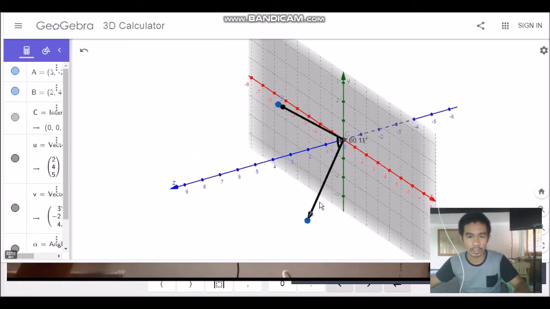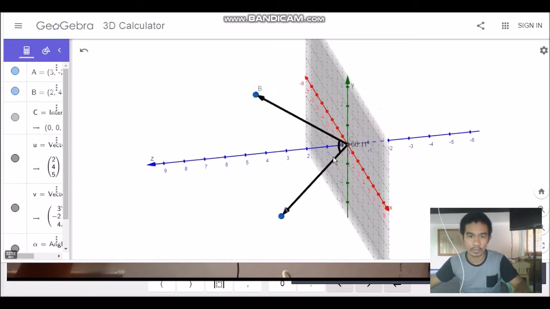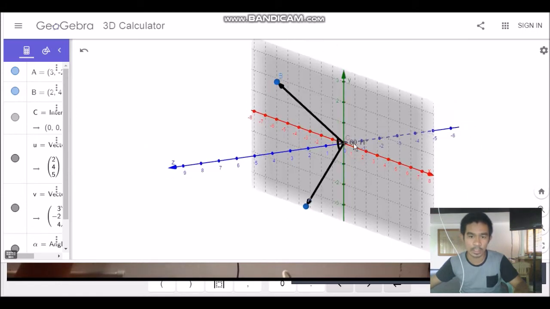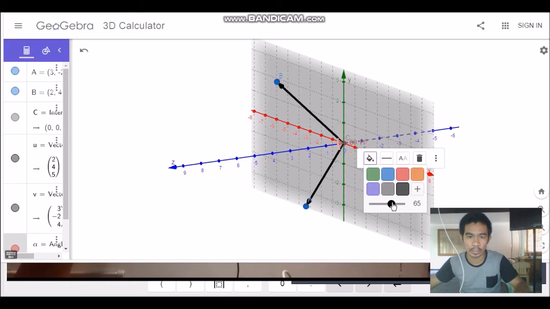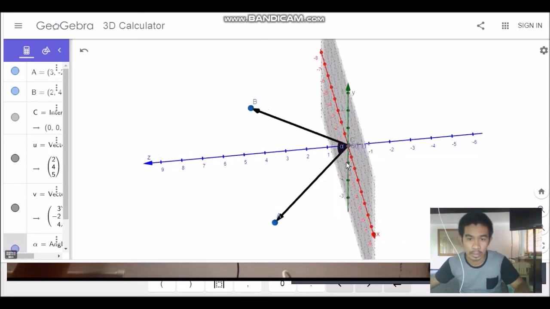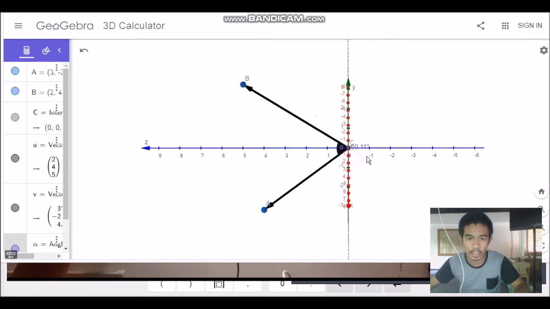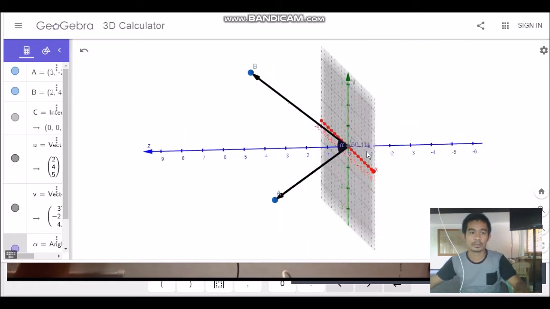The tails of these two vectors are at the same point. It is at the origin. And look at what the angle between them is. That is 60. Right. The angle between is 60, a bit bigger. Okay. As you can see, the angle between is 60.11. Alright.